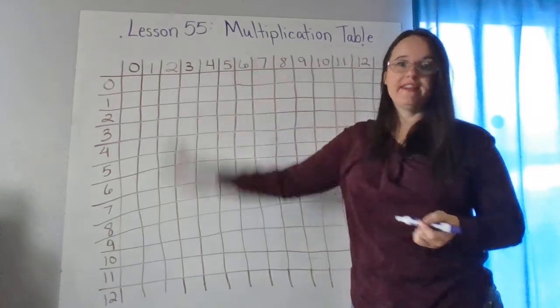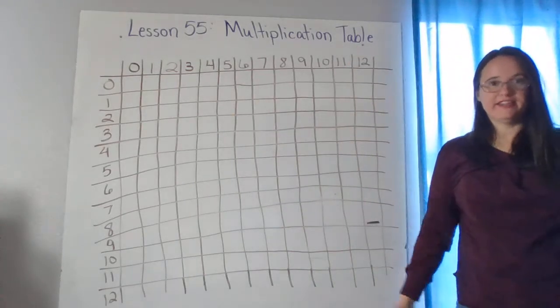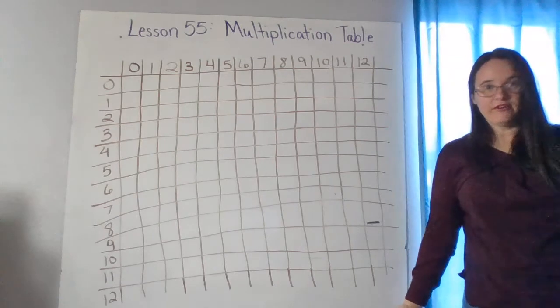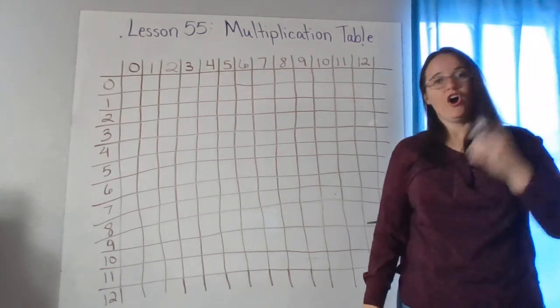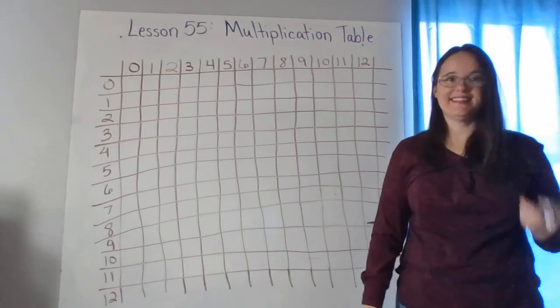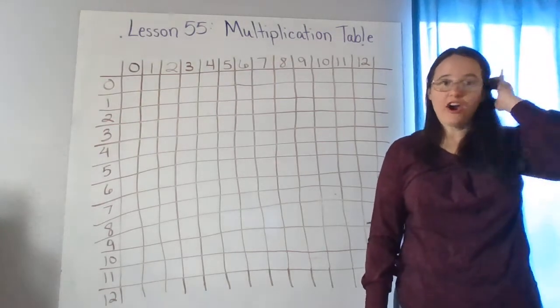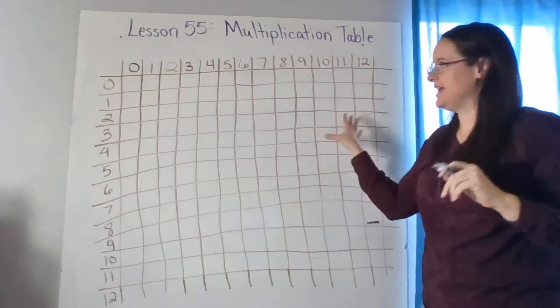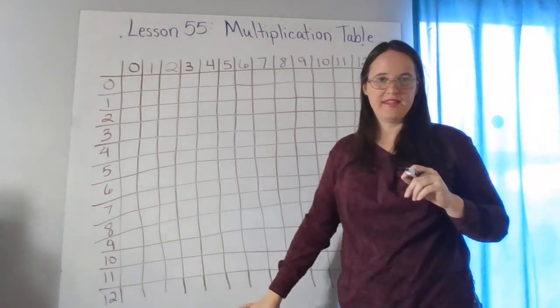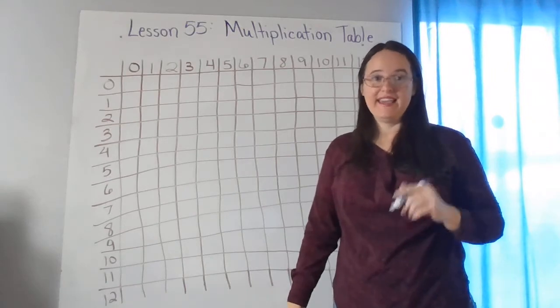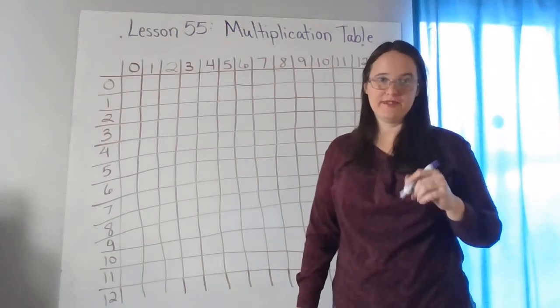So what if you're given a blank multiplication table and your teacher says, fill it out, complete it? There's a hard way to do this and an easy way to do this. The hard way is to randomly fill in the facts that you know. The easy way is to just count by those numbers.